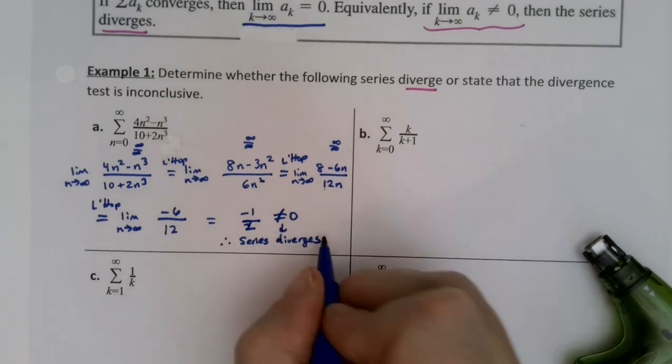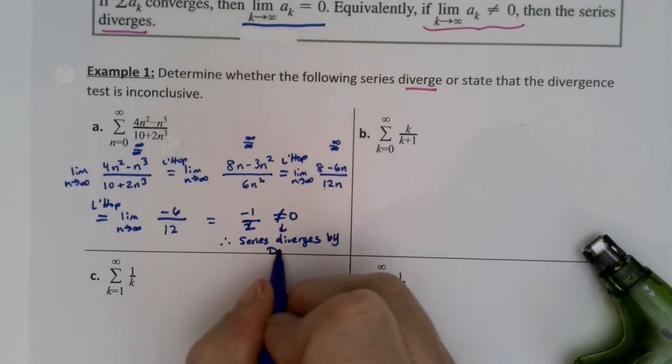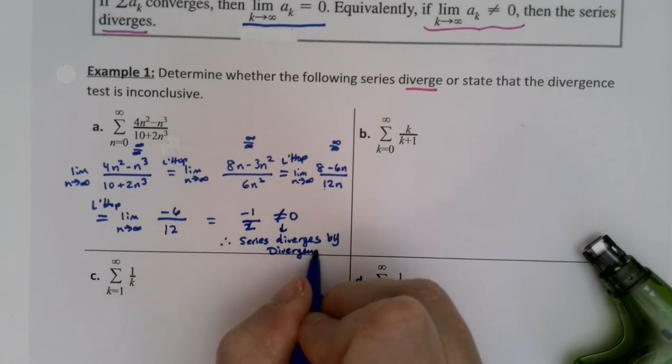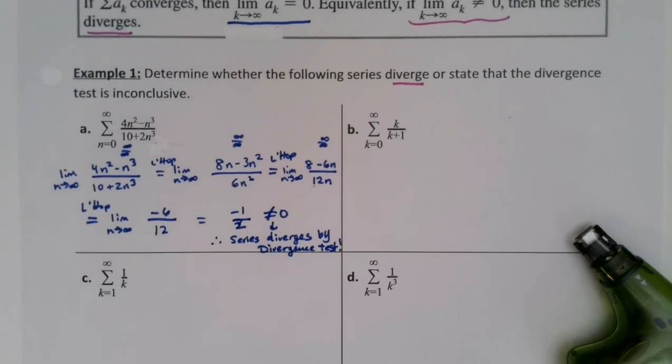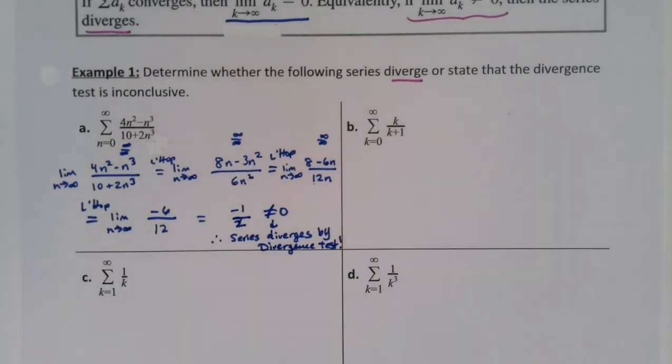Right there. It's got to go to 0. If it doesn't go to 0, then you are diverging. If it does go to 0, you may be converging, you may be diverging. We don't know. It's inconclusive.